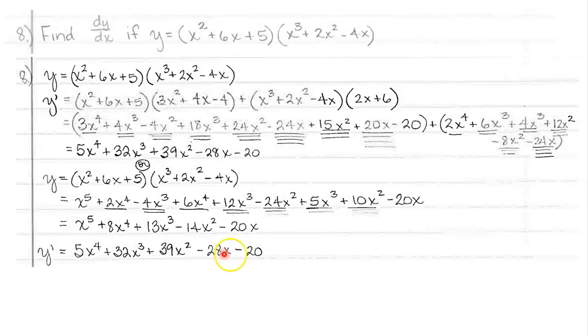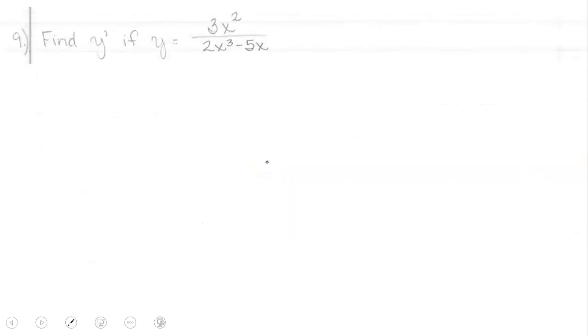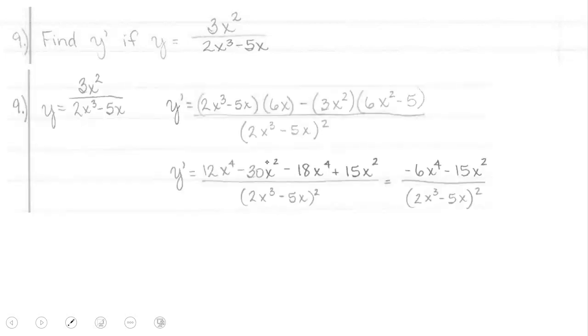So you can see we're going to get the same answer either way. It's just definitely easier the second method, but your choice, whichever one you want to use. All right, for number 9, we don't have a choice. There is no way to simplify that algebraically, so I am going to have to use quotient rule.